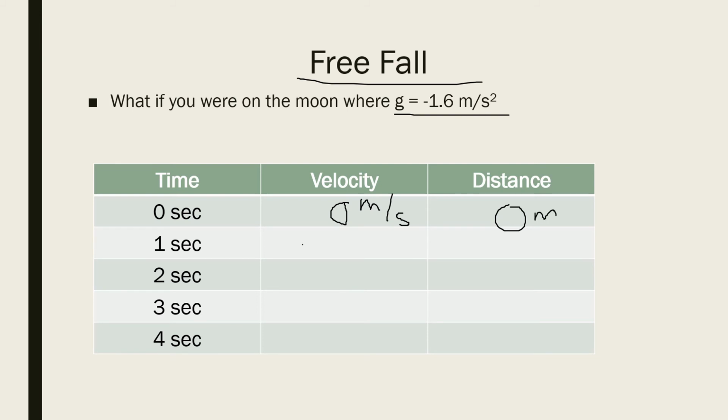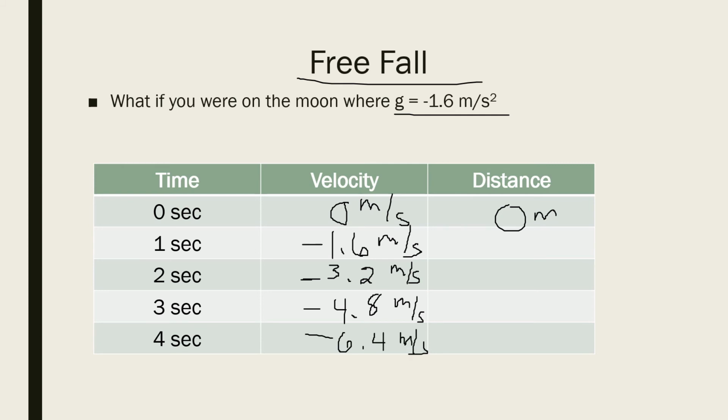And now the velocity is going to change by negative 1.6 every single time. Just keep changing by 1.6. If you don't like that, bam. If you use this equation, please know that the 1.6 is now your A. Because we're not on Earth, gravity is not negative 9.8.